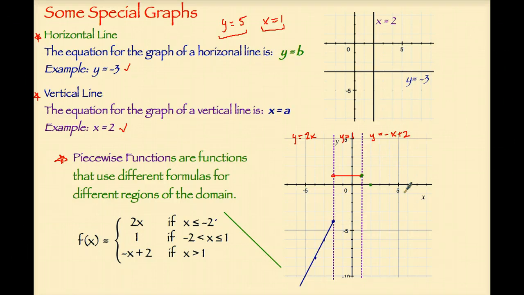What if I put 3 in for the function? -3 plus 2 is -1. So for that section of the graph, I have that function. And that is how you graph a piecewise function.